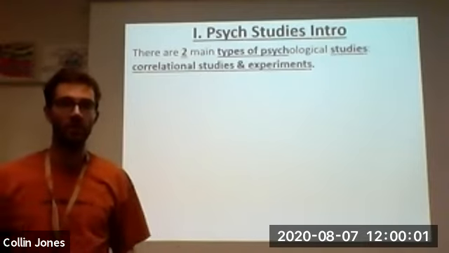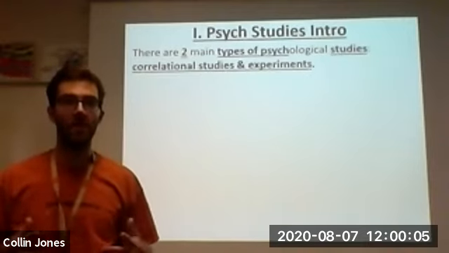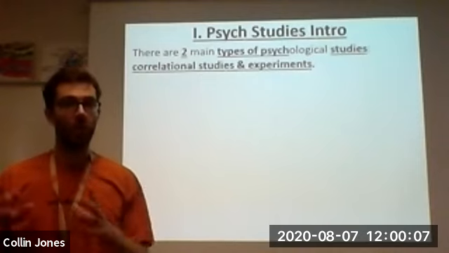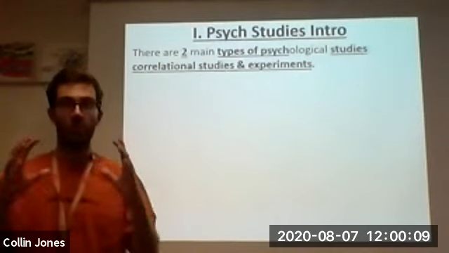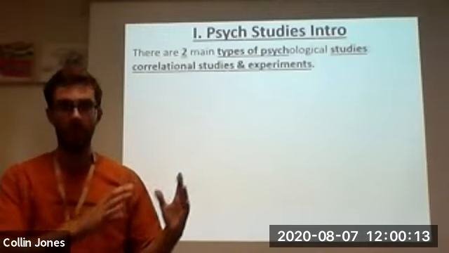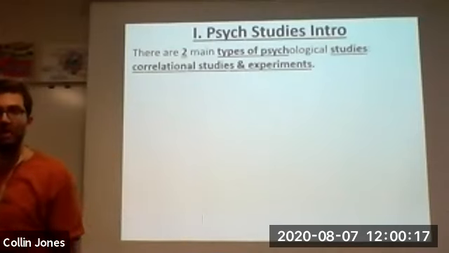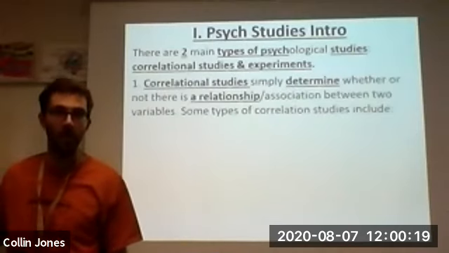So to start off, Roman numeral number 1, this is just an introduction to how psychologists do research. So psychology studies, okay? There are two main types of studies that psychologists do. Okay, there's correlational research, that's one type of study, and then there are experiments, okay?